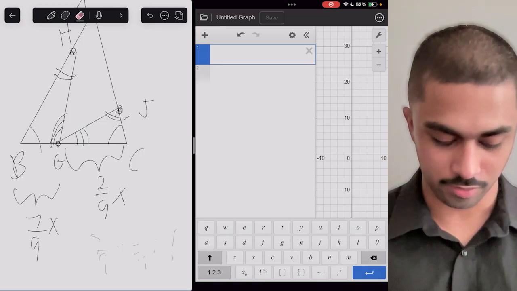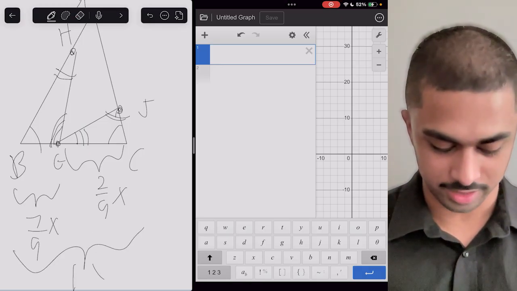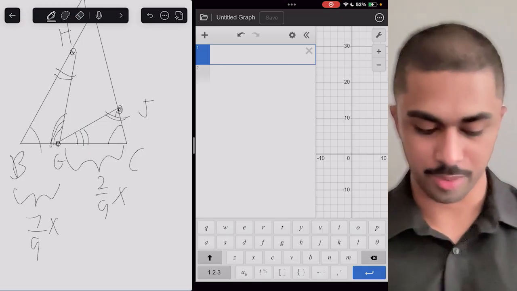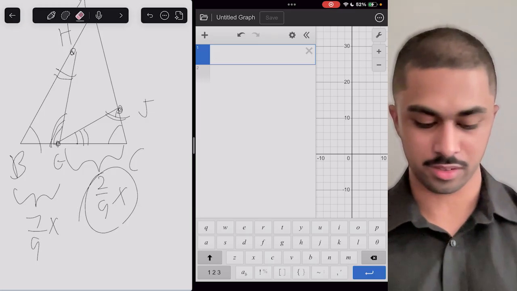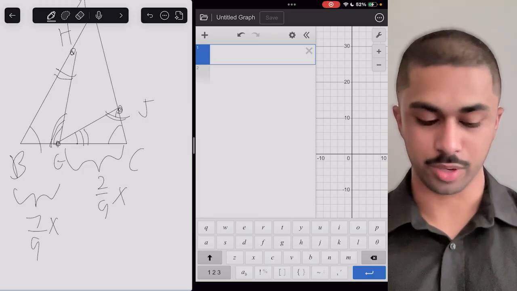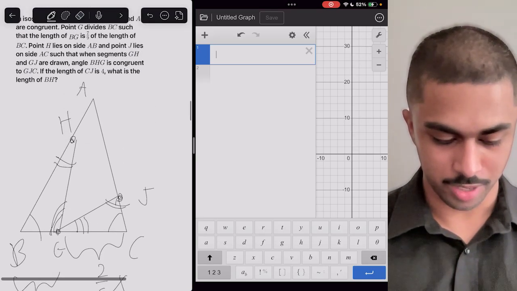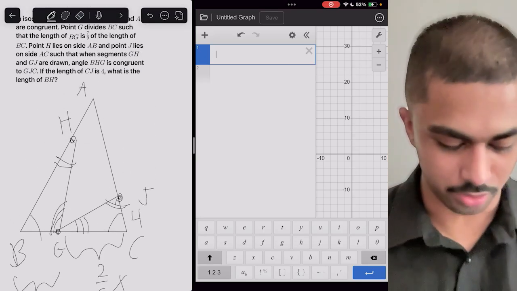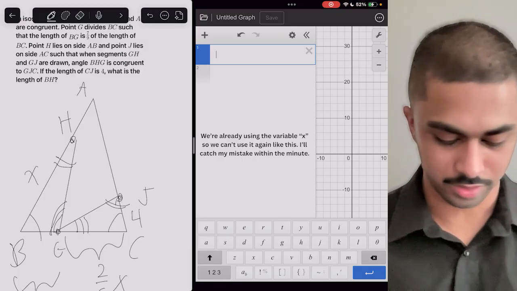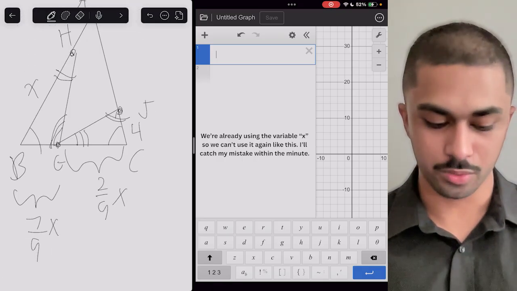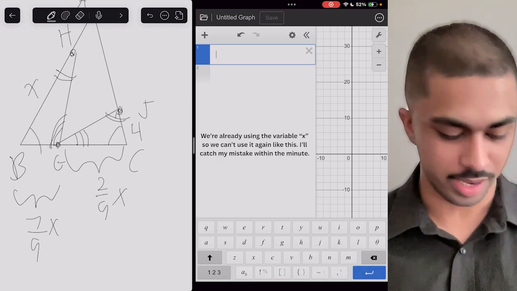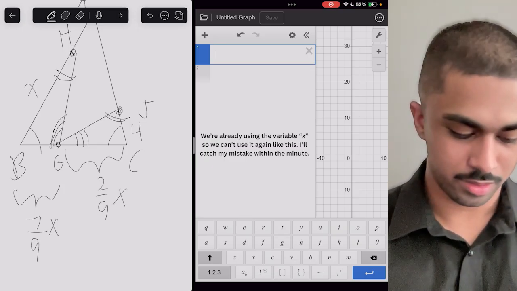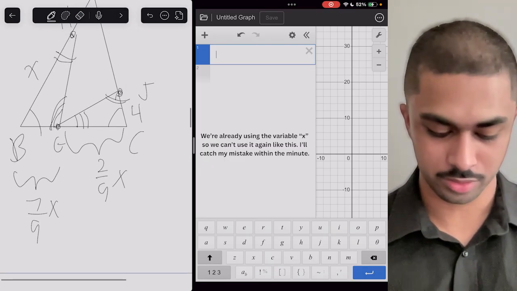So the entire thing forms 1x. Hopefully that makes sense, why this is 2/9. That's important because we need to set up a proportion. From here, CJ is 4, and we're basically looking for BH. All we need to do is set up a proportion, meaning we set up two ratios.